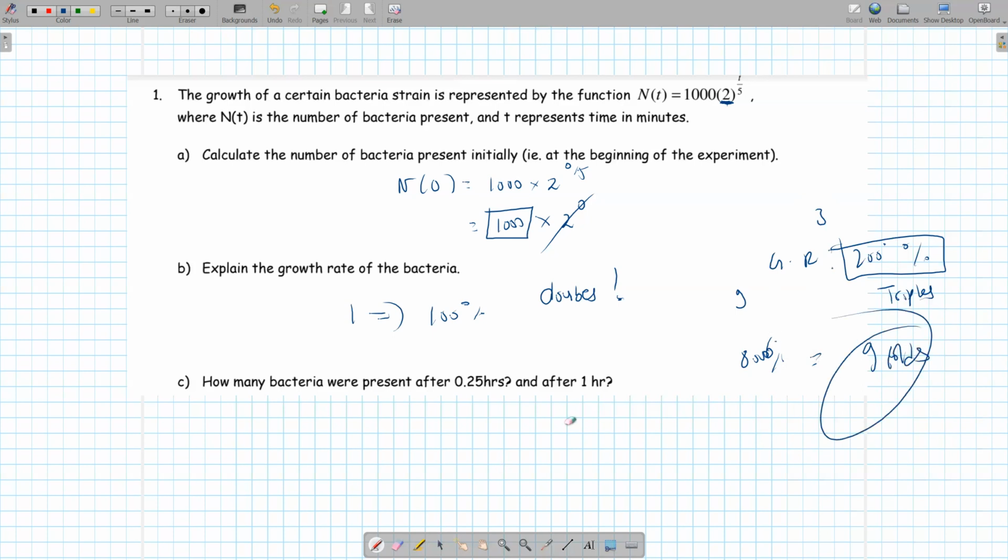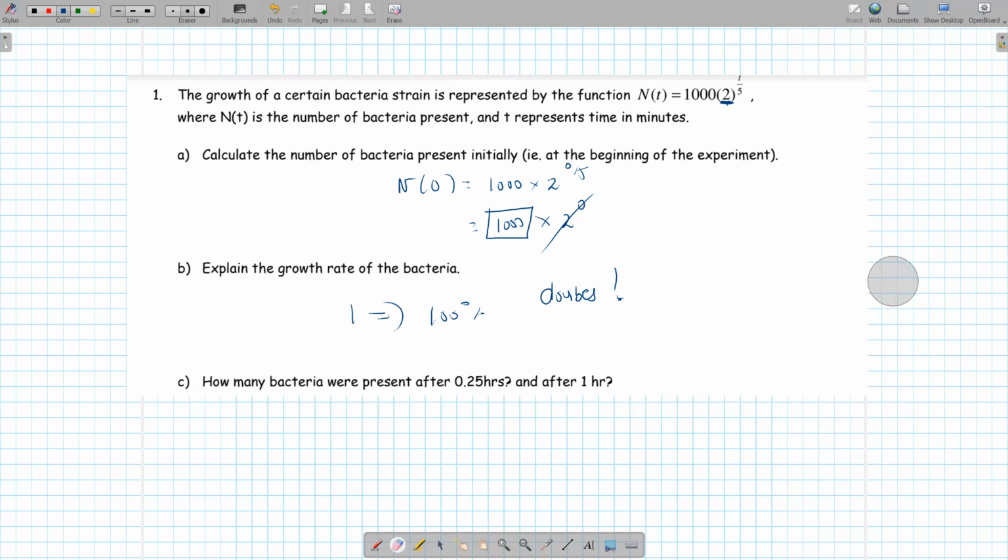Cool. How many bacteria were present after 0.25 hours and 1 hour? So what do we plug as T? They want the bacteria, which is the Y variable, yeah? They've given us X variables here. So what do we plug in as T for 0.25? T is time, yeah? In fact, T is time in minutes. How many minutes are there in a quarter hour?